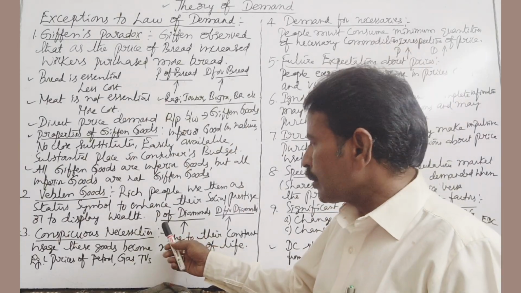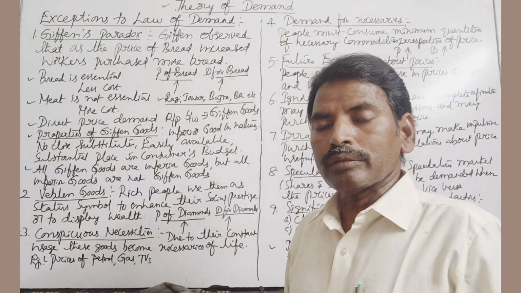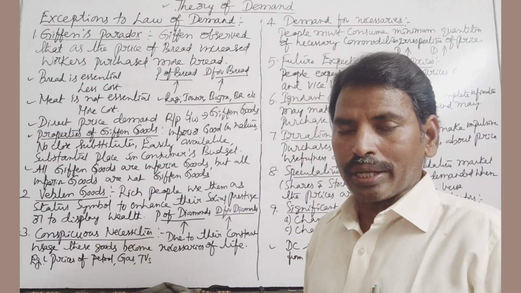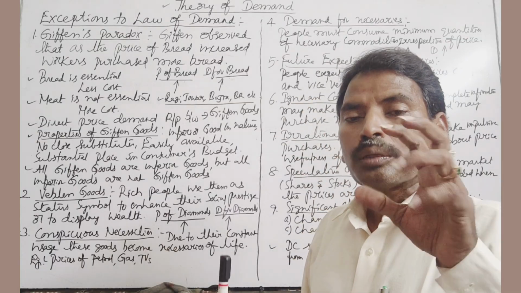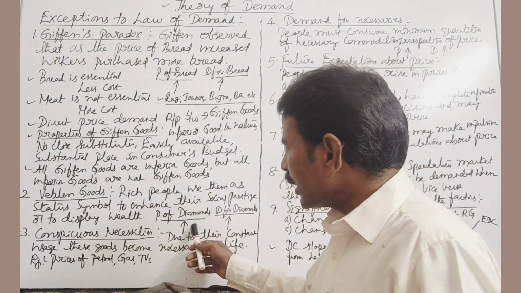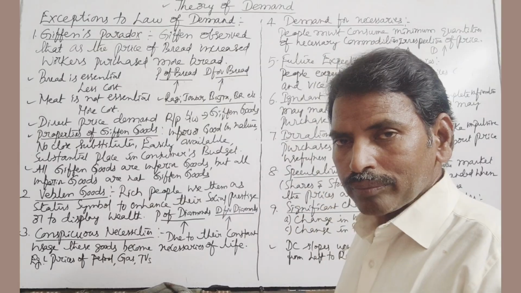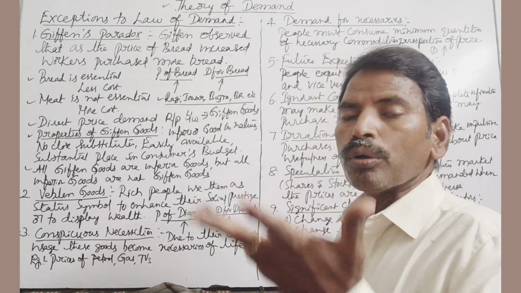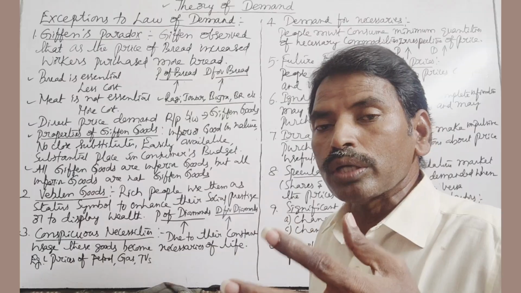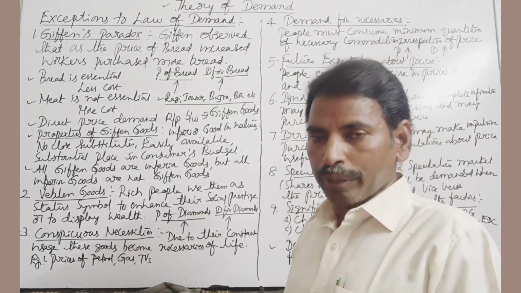If you observe, costly cars, costly furniture, gold, diamonds, etc. belong to prestigious goods. For example, the price of diamonds increases, rich people demanded more. Demand for diamonds also increases. Quite against the law of demand.